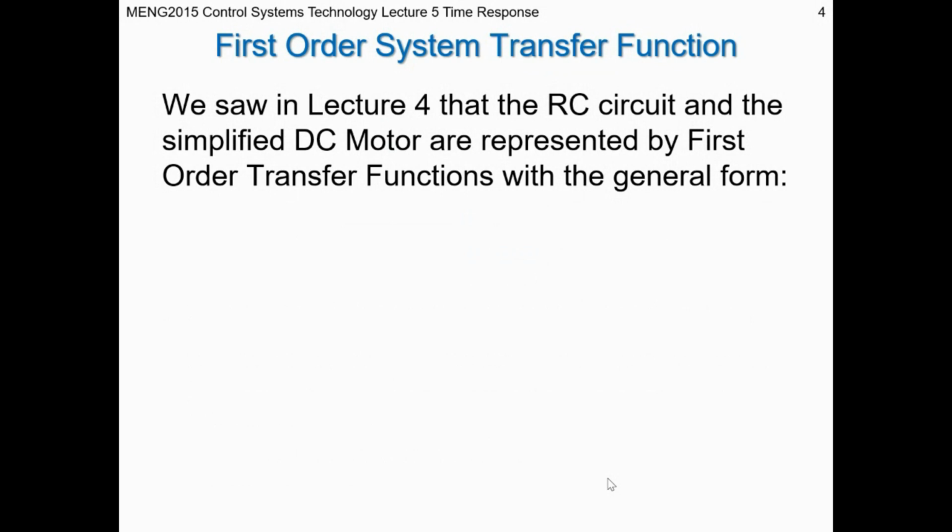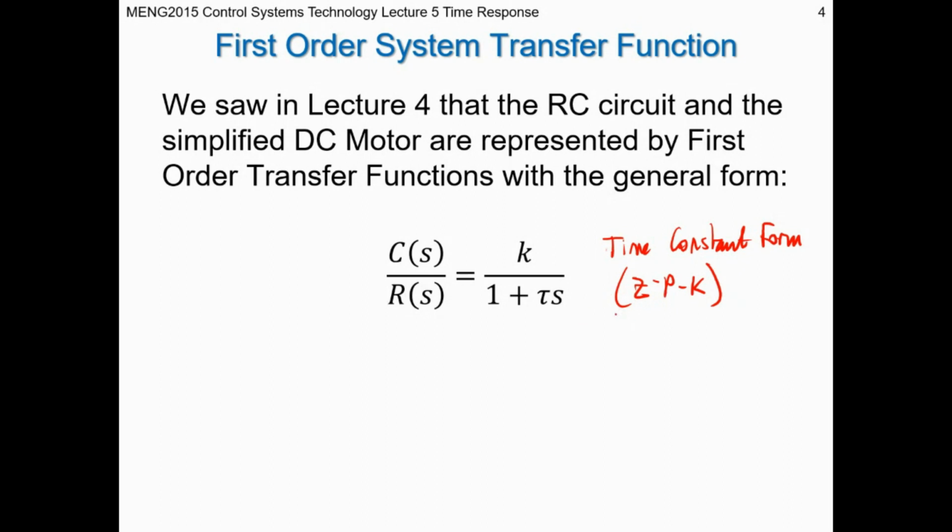In lecture 4, we looked at an RC circuit, and then the simplified DC motor. And we learnt about those and how they are represented as first order transfer functions. And this is the general form of a first order transfer function. We looked at two different forms. This one we're calling the time constant form, and the other one is called the ZPK, which stands for zeros pole gain form. But this one is the time constant form.